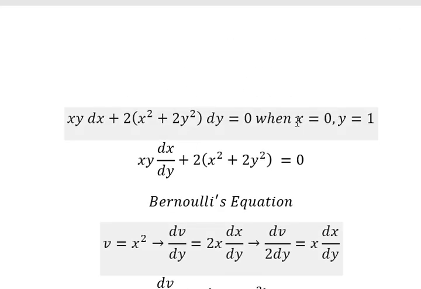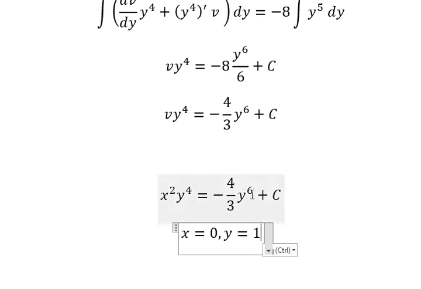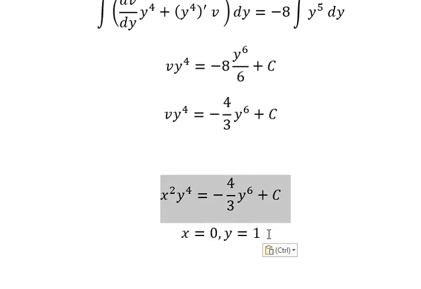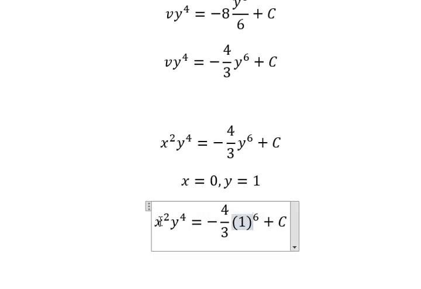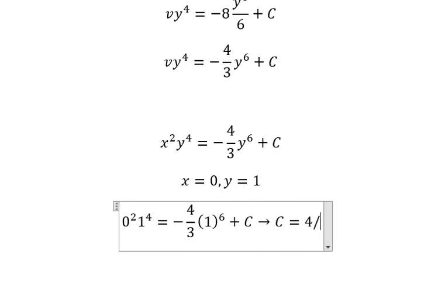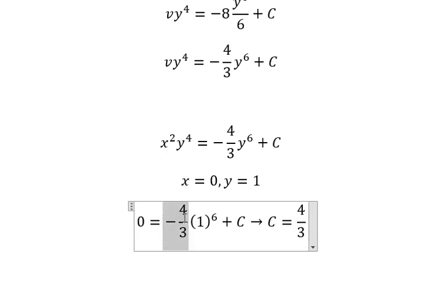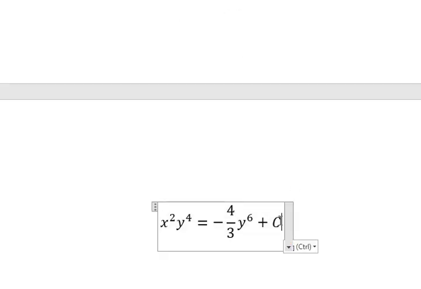Next, we have the conditions. We put number 1 here, number 0 here to find the value of c. Now we got c equals 4 over 3, because this one we have number 0, and I will put this one to the left. That's why we have 4 over 3. Now we put 4 over 3 in here.